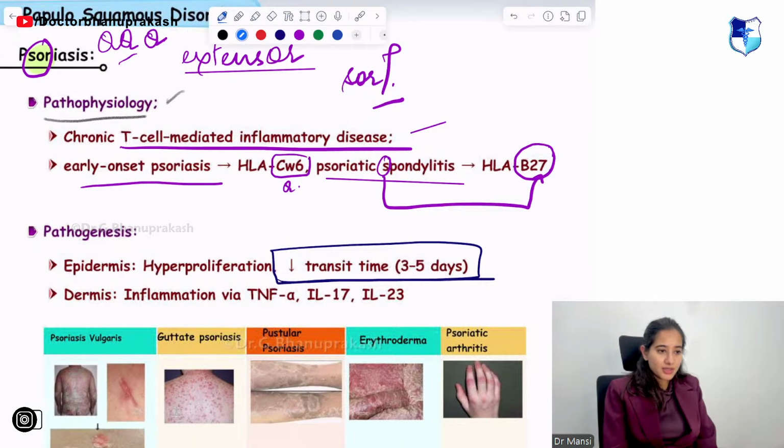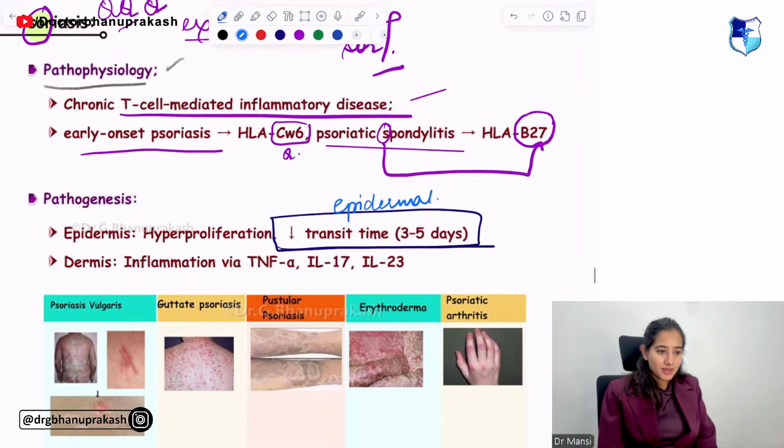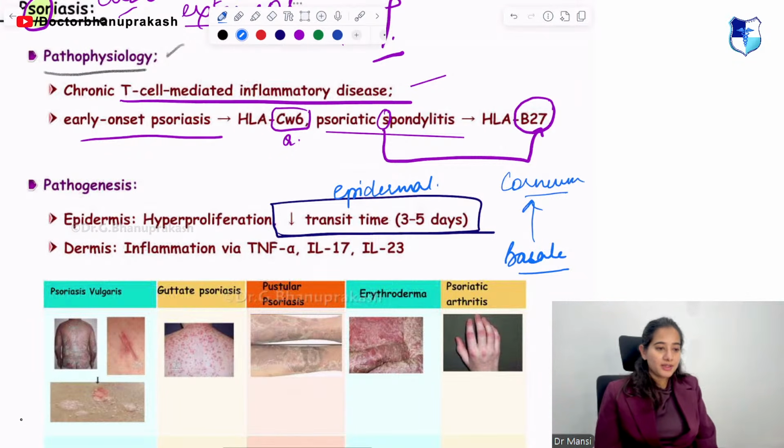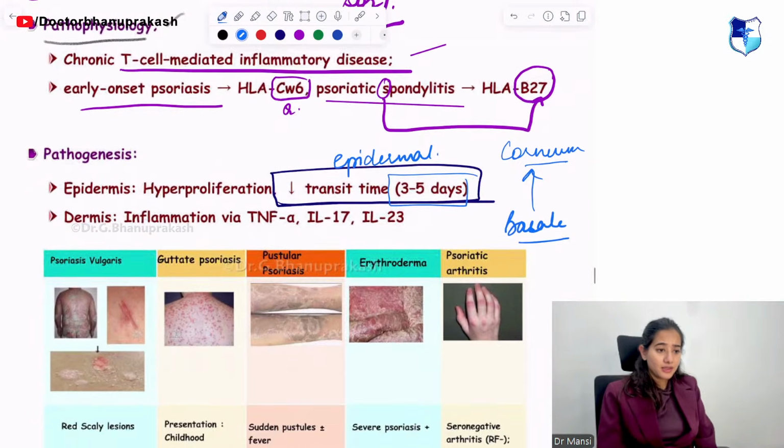Anyone, which is decreased? Epidermal transit time. What is epidermal transit time? Can anyone explain? The differentiation of cells from basal to corneum, right? That's what we discussed. So normally it is how many days? 28 days. And here we have just 3 to 5 days. So that is significantly decreased.